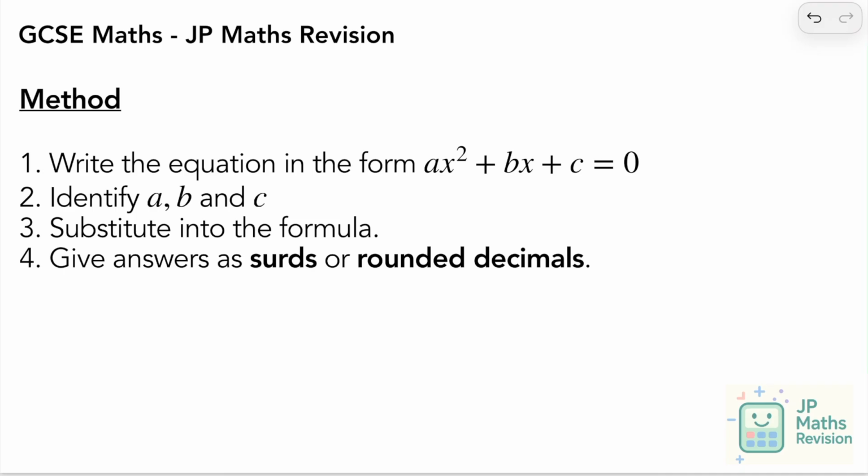What we need to do is first write the equation in the form ax squared plus bx plus c equals 0. We need to identify a, b and c, and then we just substitute those values into the formula. We can either give answers as surds or as rounded decimals, depending on what the question's asking for.